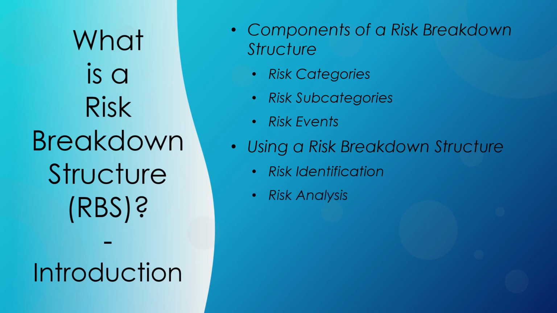The RBS guides risk analysis by providing a clear framework for categorizing risks. Project managers can use the RBS to assess the probability and impact of risks within each category and subcategory. This helps in prioritizing risks based on their severity. Once risks are analyzed, the RBS helps project managers develop appropriate risk response strategies. By understanding the risk categories and subcategories, project managers can allocate resources and focus on the most critical risks.